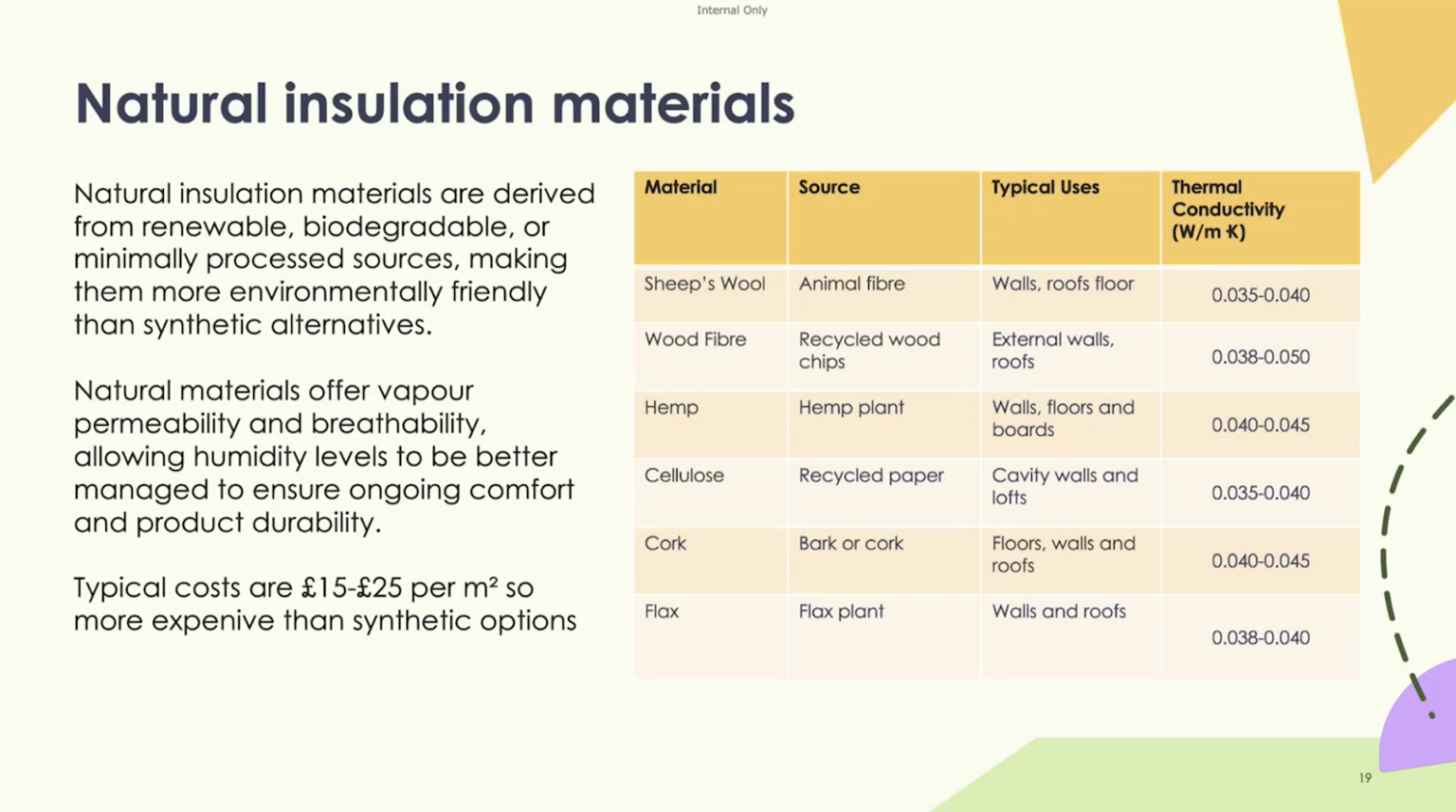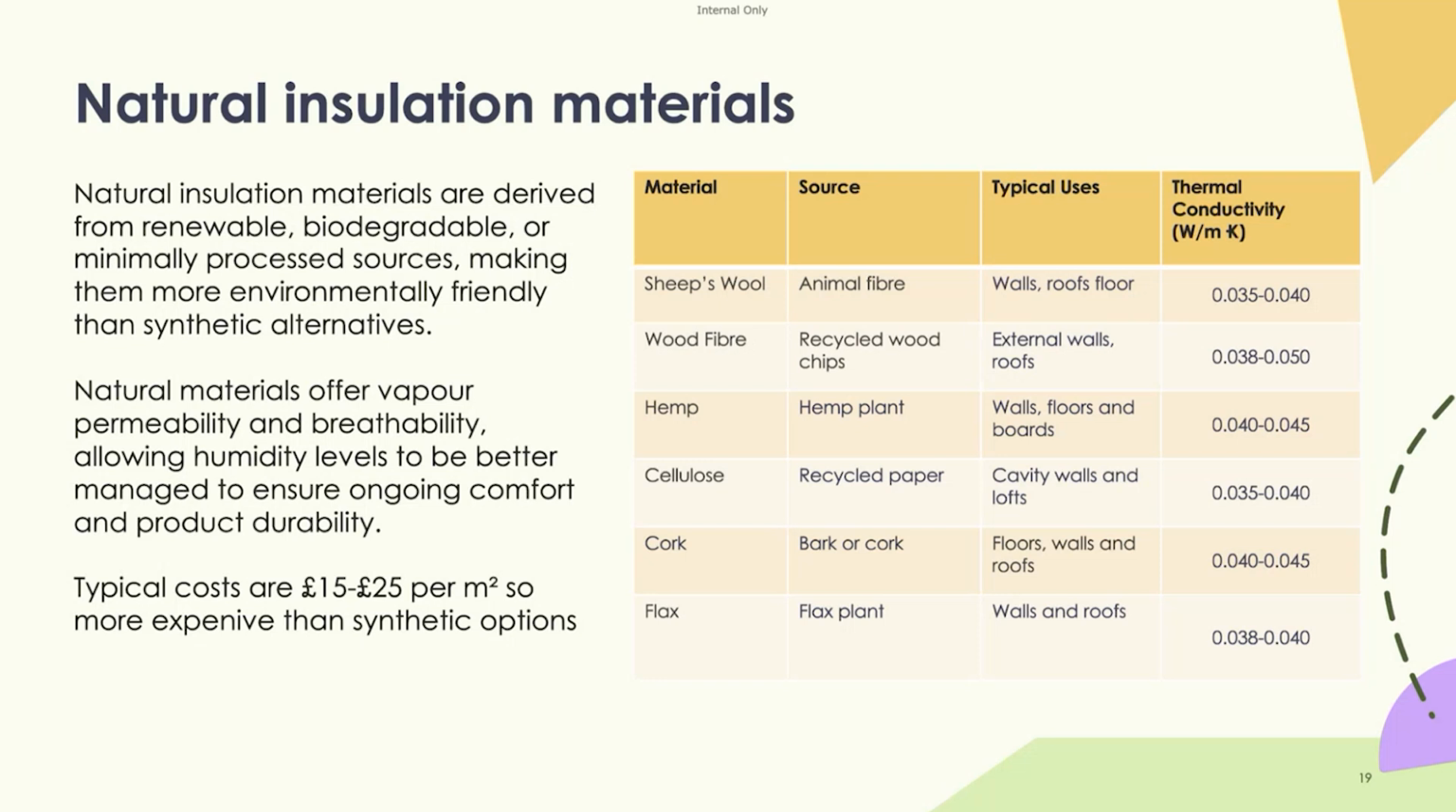So natural insulation materials are derived from renewable, biodegradable, or minimally processed sources, making them more environmentally friendly than synthetic alternatives. They offer natural vapor permeability and breathability, and allow humidity levels to be better managed to ensure ongoing comfort and product durability. So you can see a few examples here. Sheep's wool, wood fiber, and hemp are probably the most common natural products used in construction. And you can see on the right hand side there, they're quite comparable to the mineral wool alternatives that we previously discussed. So you're looking at conductivities there of around 0.035 to 0.04.